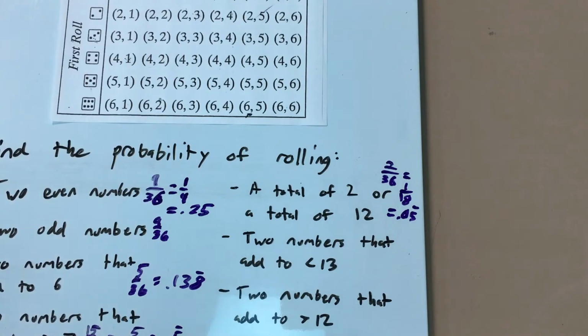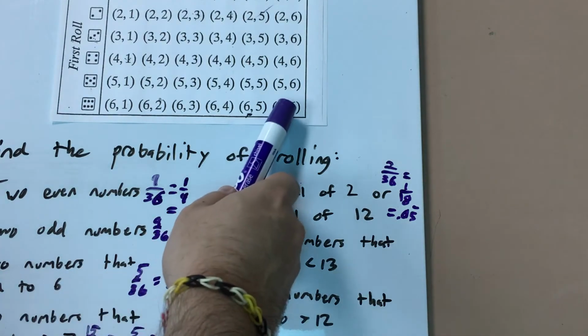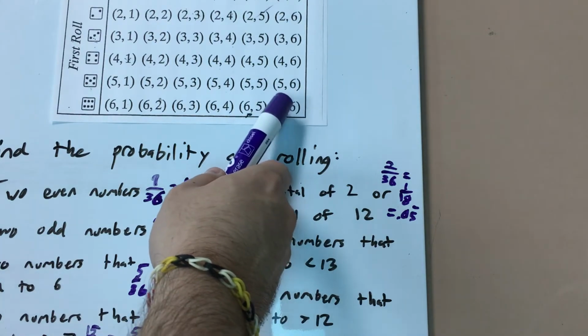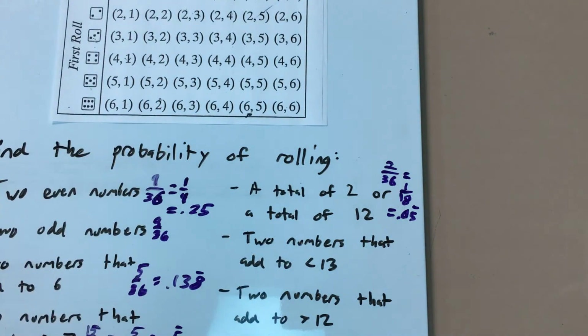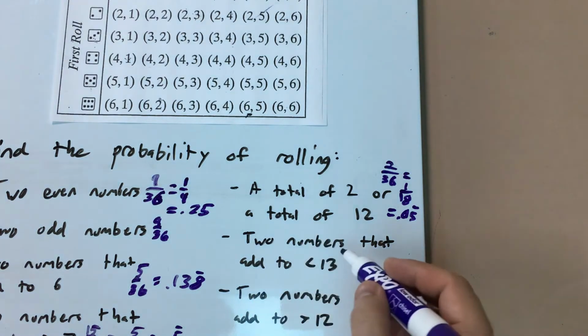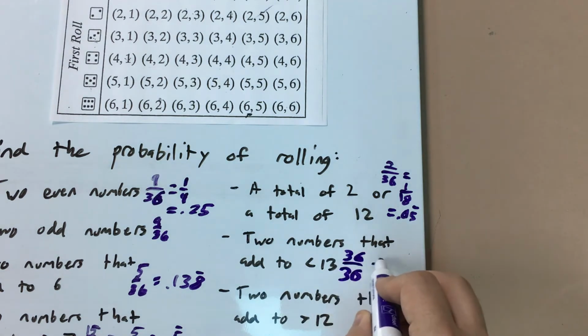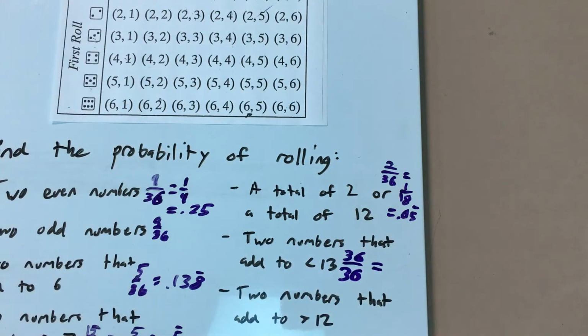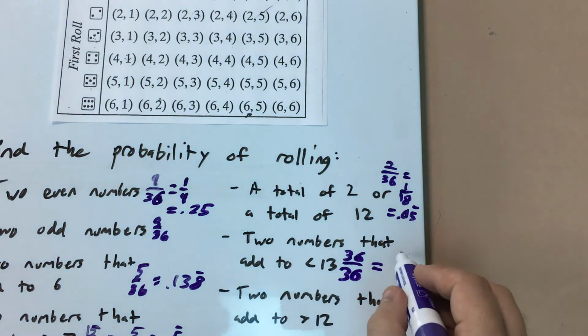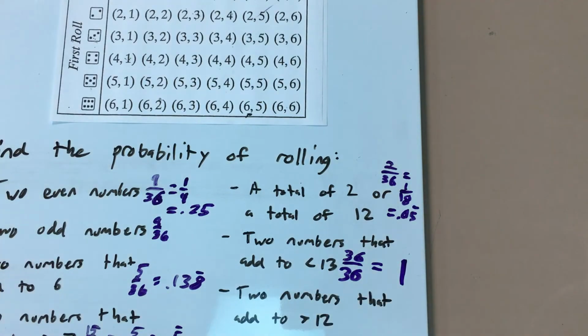So now, we're looking for two numbers that add to less than 13. We can see from the last problem that 12 is the biggest number we can get from this. And if 12 is the biggest number, then if we're trying to add up to less than 13, then that's going to be everything. So that's 36 ways to get what we want out of 36 total possibilities, and that equals 1.